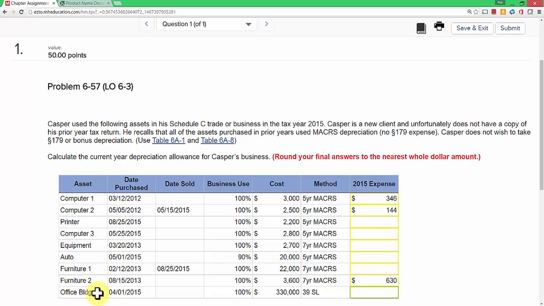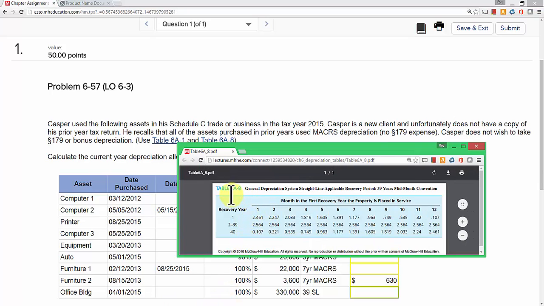Let's try the office building purchased this year. And you have to make sure that you know the difference between residential and non-residential. This is a non-residential, and we're using this table 6A-8, and we use the so-called mid-month convention for real estate. In other words, you got to identify the month we bought the asset here. So April, that's the 4th month, and now we're going to be using this column for the rest of that building's life.